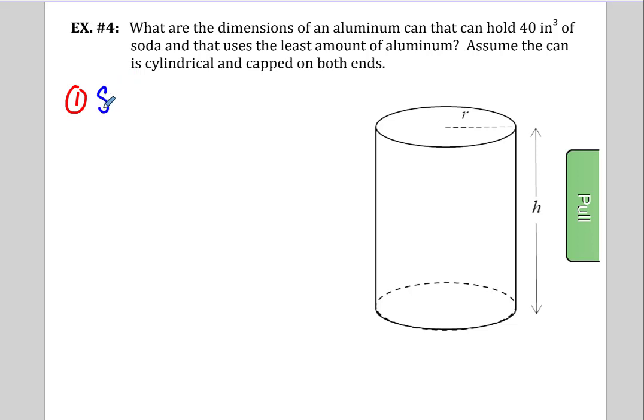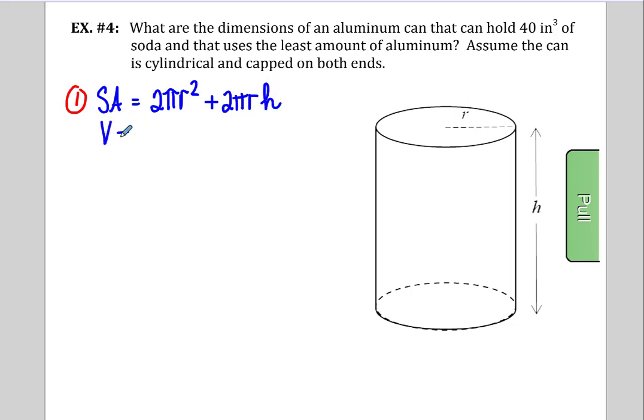So surface area is 2 circles, and a circle is pi r squared. So we have a top and a bottom, plus we have 2 pi r for the circumference around the circle times the height of the can, so 2 pi r h.